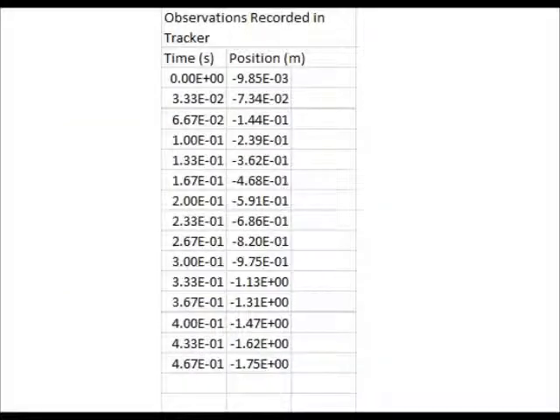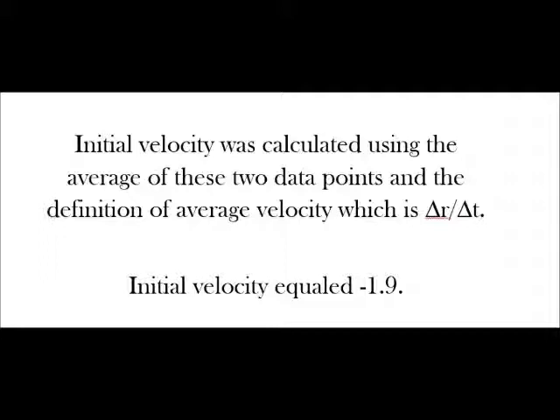The beach ball's initial position was 0, 0, negative 0.01. The beach ball's second position, needed to compute initial velocity as specified in Tracker, was 0.0330, negative 0.073. Initial velocity was calculated using the average of these two data points and the definition of average velocity, which is delta r over delta t.